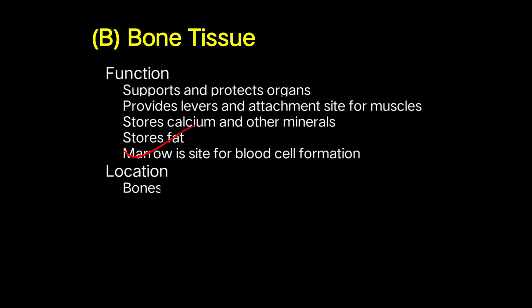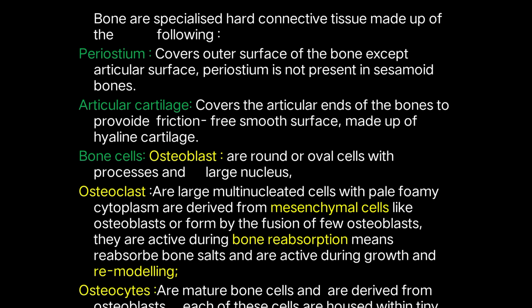Bones are specialized hard connective tissue. As for location, we already know where bones are found all over the body. The cranial bones are there. In the neck, the cervical vertebrae are there. Then in the thoracic region, the thoracic vertebrae as well as ribs are there. And in the limbs, we know, in the forelimb and in the hind limbs.